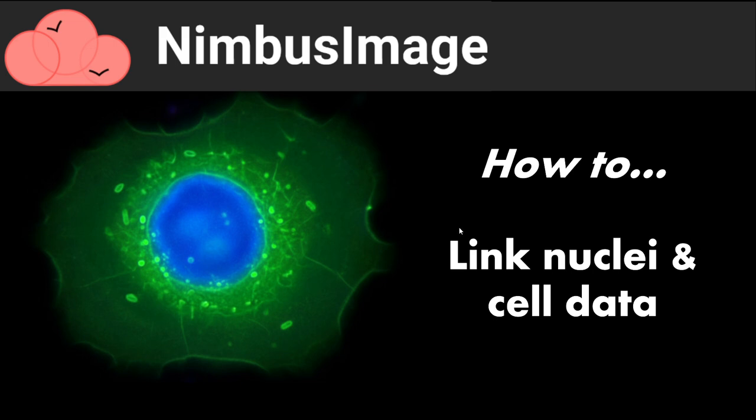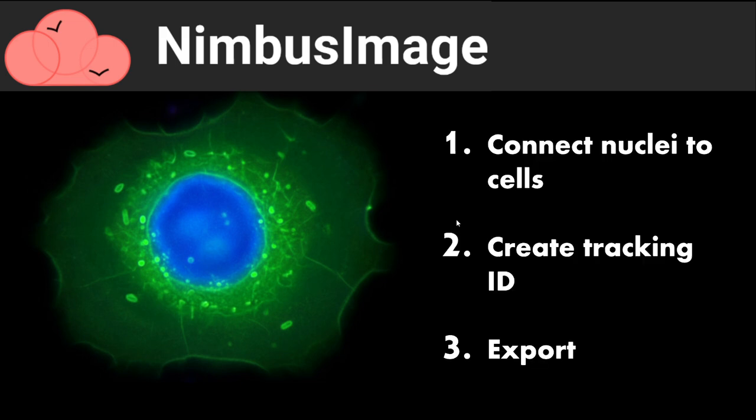Show you how to link nuclei and cell data in NimbusImage. So we're going to start by connecting existing nuclei segmentations to cells, and then create a unique tracking ID for each of the nuclei cell pairs. And then I'm going to show you how to add that ID to your existing measurements and export that data.